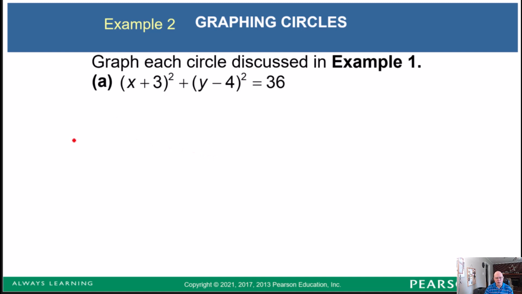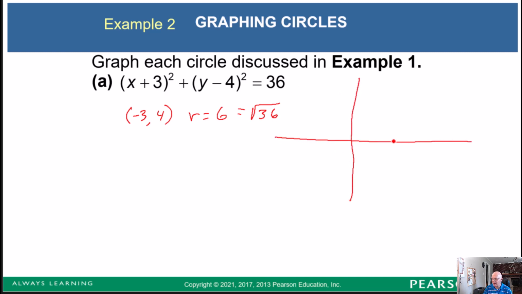Now, how do you graph it? Okay, fortunately, it's in center radius form, so right away you know that the center is at -3, 4, and the radius is 6, alias the square root of 36. How do you graph it?